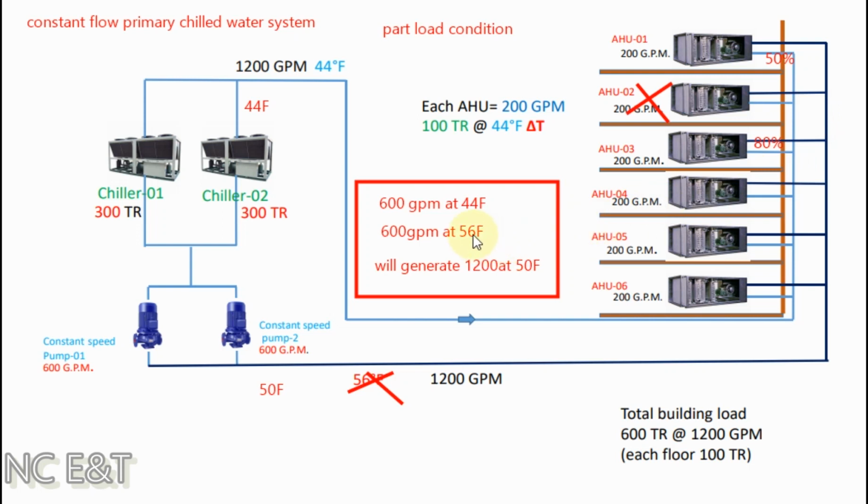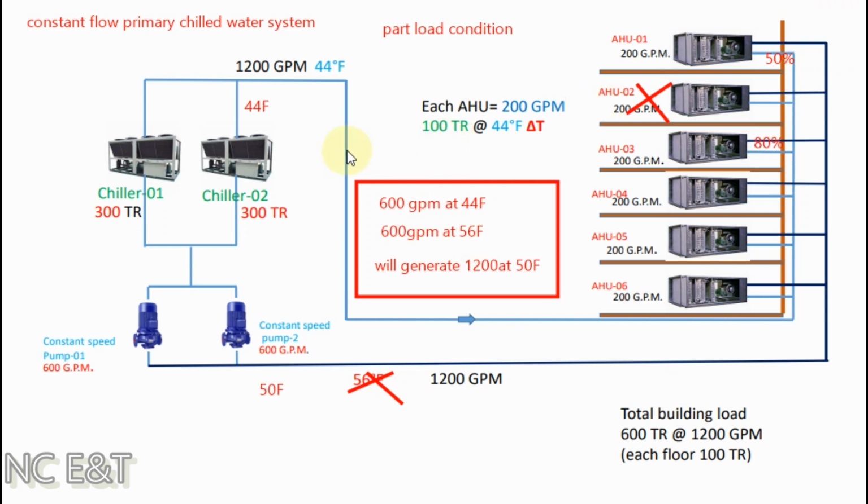So in the return line there will be two water streams that will mix: 600 GPM at 44 degree Fahrenheit that will bypass to the return line, and 600 GPM at 56 degree Fahrenheit that will pass through the AHU and come to the return line. When these two chill water streams mix, they will generate a volume of 1200 GPM at 50 degree Fahrenheit.